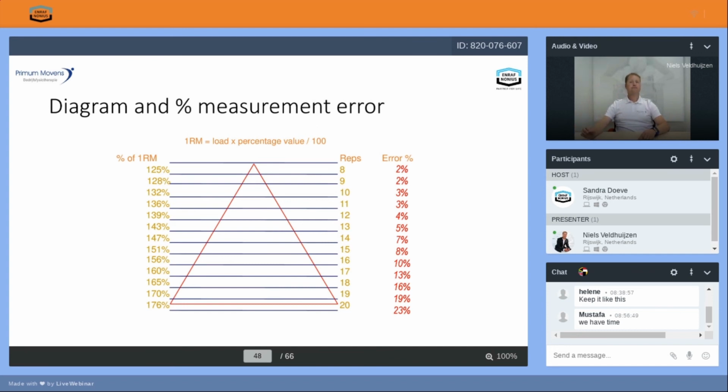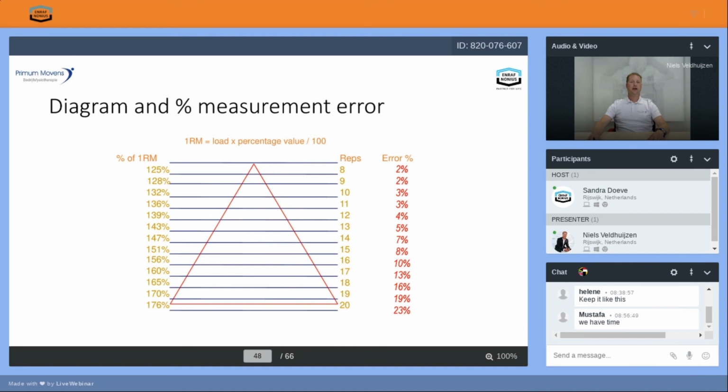There's also a relation between this diagram and a measurement error. The more repetitions you do, the larger the error percentages. In this example, in the right lower corner, you see 20 repetitions. If you can do 20 repetitions, the weight that you are using at that moment can be calculated by this number over here on the left hand side, the 167, to mathematically determine what the 1 repetition maximum weight is. I'll explain that a little bit later.